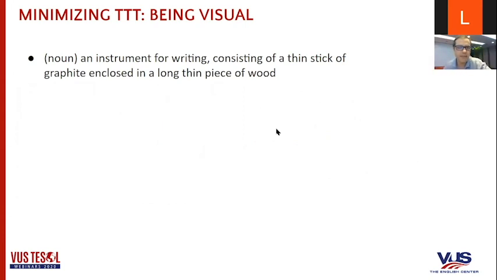Can everybody see this? This is a definition here. A noun, an instrument for writing consisting of a thin stick of graphite. What is it? Hui, you got it. Yum, you got it. Tao, you got it. That is a pencil. Is that how you teach the word pencil? Do you give a definition like that? No. You're not going to give a definition of it. What are you going to do?